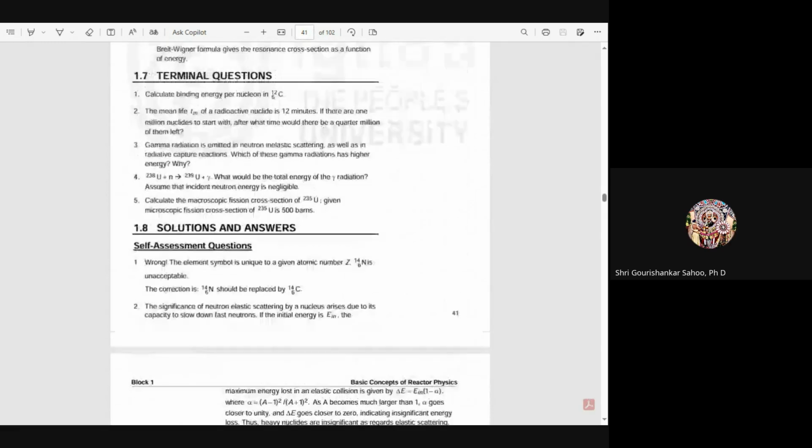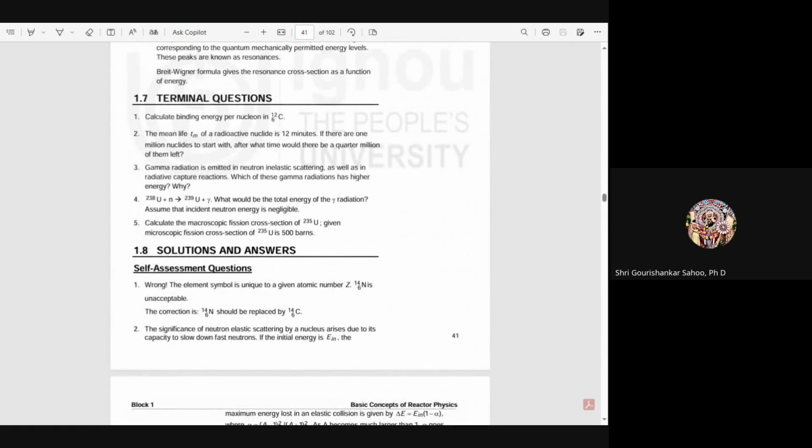So you can calculate binding energy per nucleon for carbon-12, atomic number 6. The mean life Tm of a radioactive nuclide is 12 minutes. So if there are 1 million nuclides to start with, after what time would there be 250,000 of them left? You can calculate. Gamma radiation is emitted in neutron inelastic scattering as well as in radiative capture reactions. So which of these gamma radiations have higher energy? You can calculate, and you can know why.